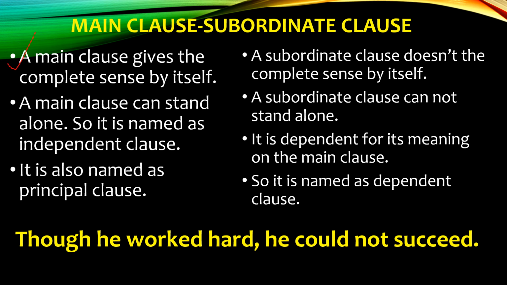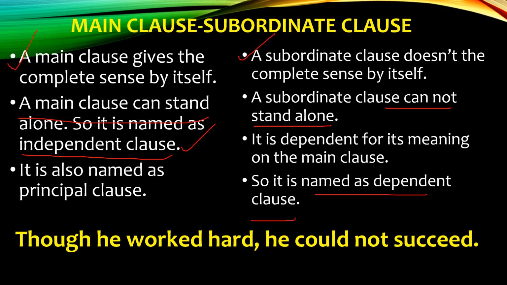A main clause gives the complete sense by itself. A subordinate clause doesn't give the complete sense by itself. These two items are discussed in the previous slide. A main clause can stand alone, so it is named as an independent clause. A subordinate clause cannot stand alone, so it is named as a dependent clause.